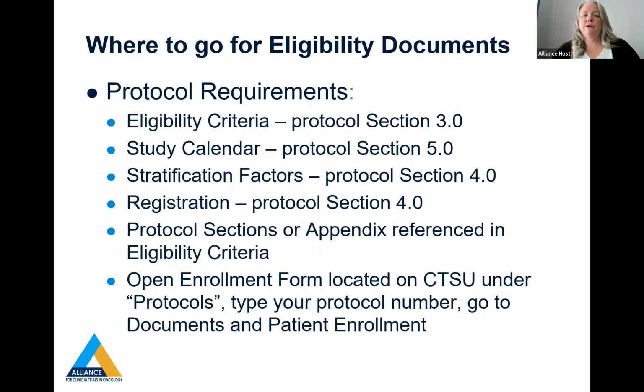So where do you go for eligibility documents? That was a great segue from what we just listened to about the sections of the protocol. You see here, we have the eligibility criteria, which is section 3, and the study calendar is always going to be in section 5, and so forth. This is really important because it tells you where this information is going to be.